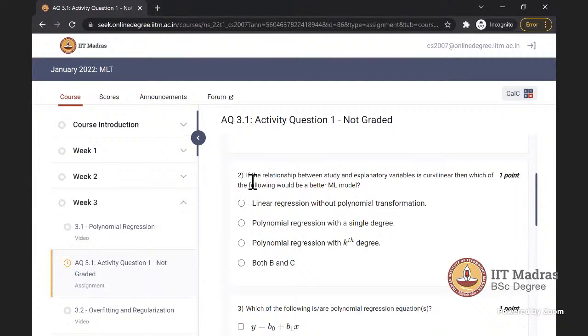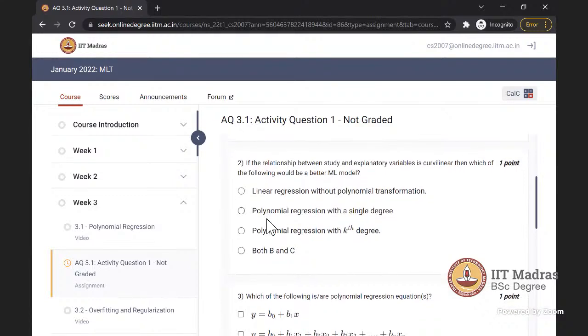Let's go to question number 2. If the relationship between the study and explanatory variables is curvilinear, then which of the following would be a better ML model? Assume there is a non-linear relationship between features and label, and choose the best of the 4 options. The first option is linear regression without polynomial transformation. What do you think of this? No, that means it doesn't have any degree at all. So this is going to be false.